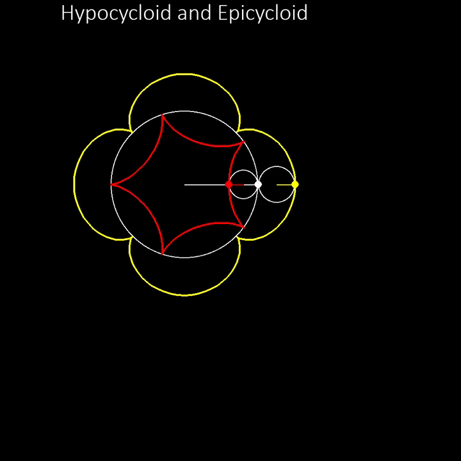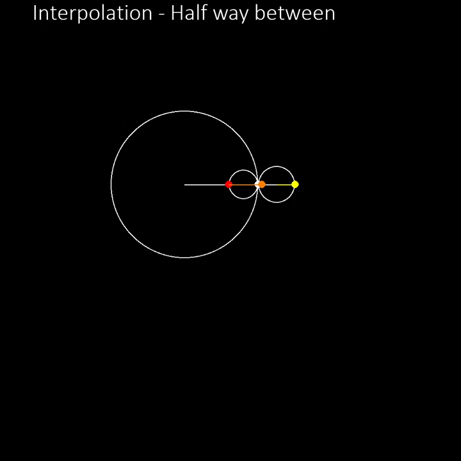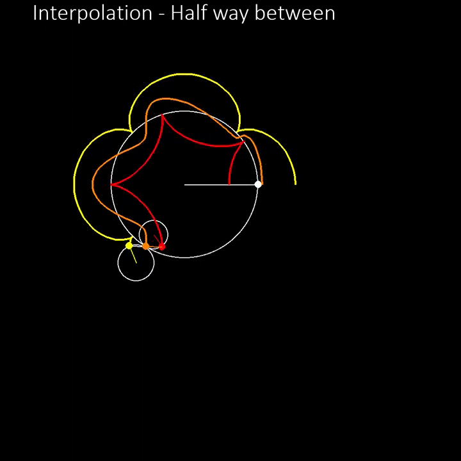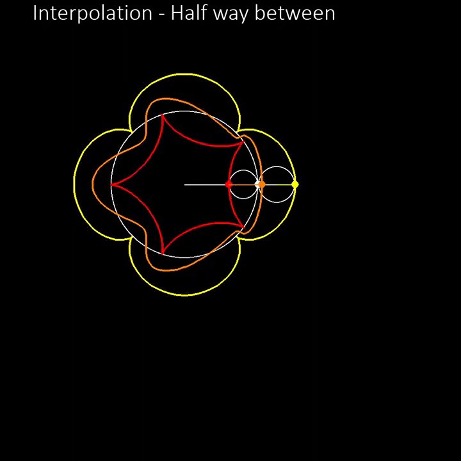One way is to look at the position of the red and yellow pens as they travel around the two curves, and to add a third pen in orange that is always halfway between the red and the yellow pens. When we draw the orange curve, we are interpolating between the red and the yellow curves. Notice that the orange curve does not share the symmetries of the red or yellow curves.